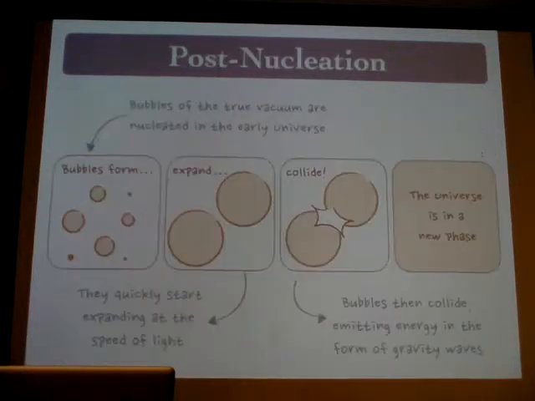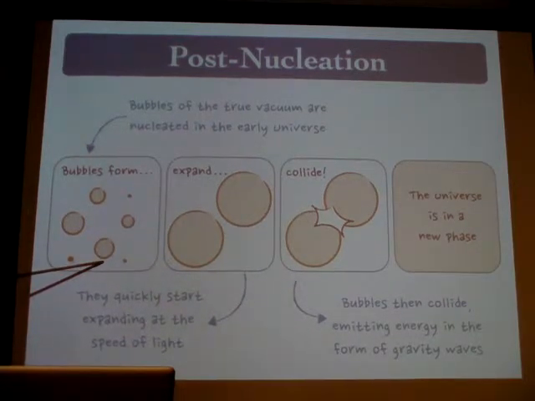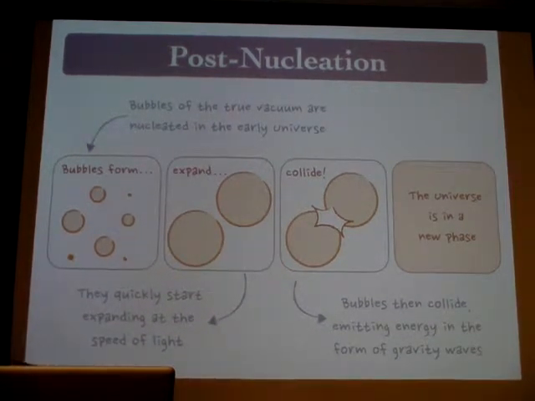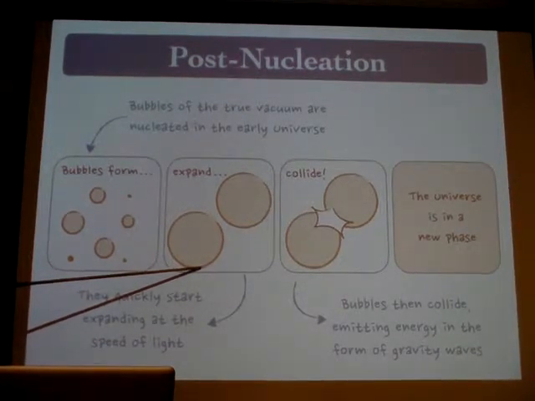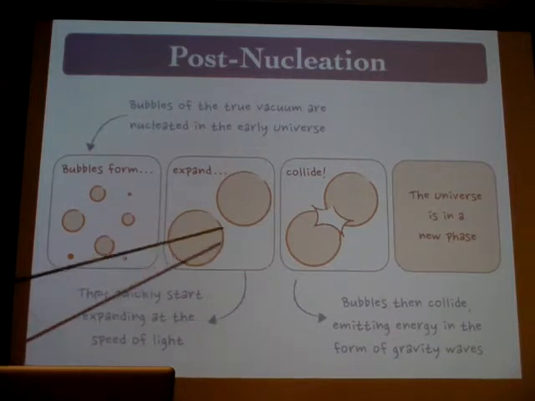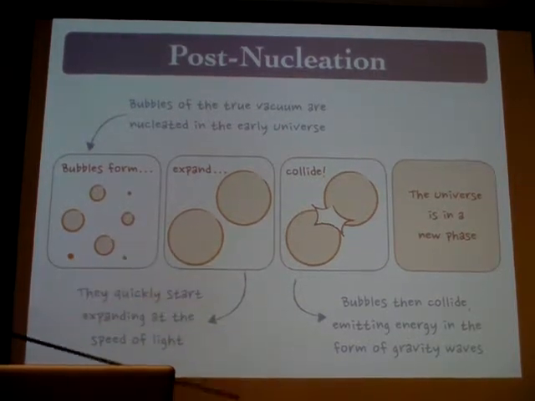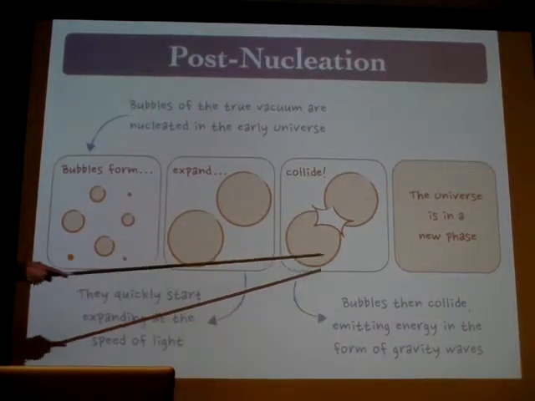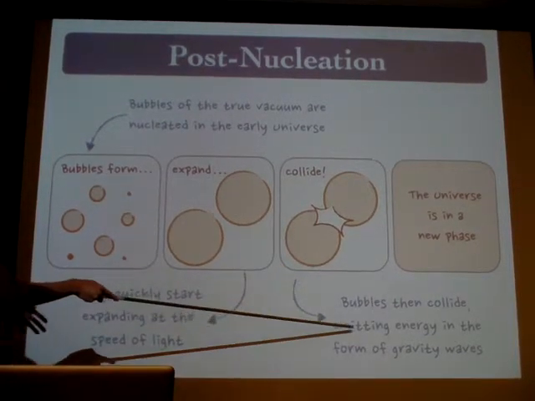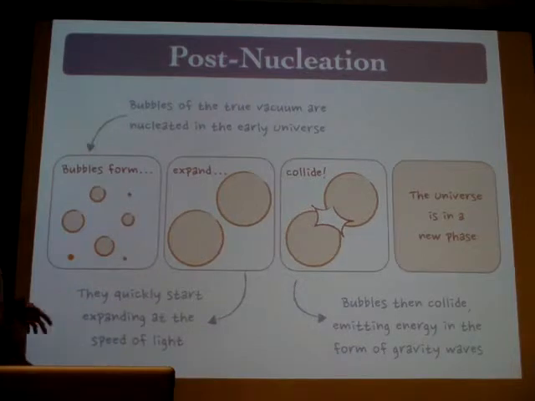Just in pictures, what I've said is this. There's some nucleation temperature at which you start nucleating bubbles. These bubbles will start expanding very quickly, and they quickly approach the speed of light. While they are expanding, because the situation is spherical, they won't be emitting any gravitational waves. But then at some point later, they will collide, and here there will be a certain amount of gravitational wave emission. And then finally, the transition will be over.